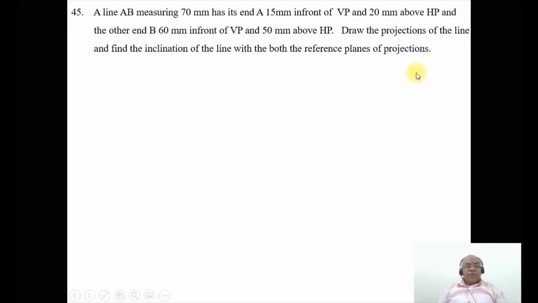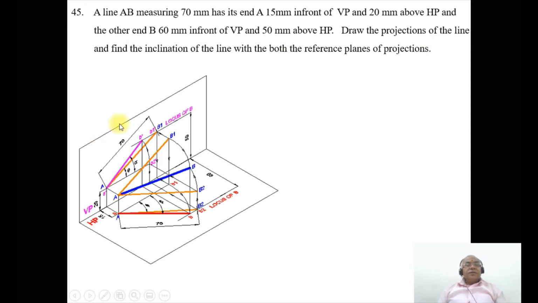So now we are going to take up this problem. As it says, a line AB measuring 70 mm, obviously that should be the true length. It has its end A 15 mm in front of VP and 20 mm above HP. When you look from the front view, you can see the distance above HP.